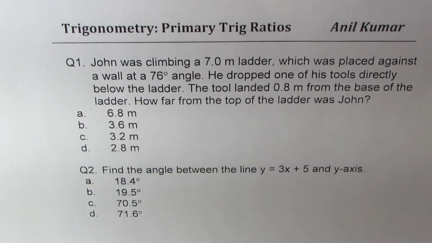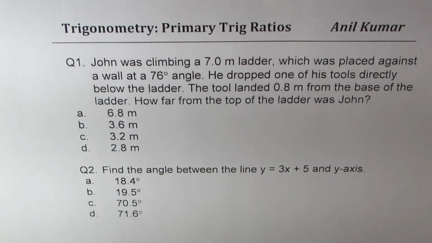Question number 1. John was climbing a 7-meter ladder which was placed against a wall at a 76 degrees angle. He dropped one of his tools directly below the ladder. The tool landed 0.8 meters from the base of the ladder. How far from the top of the ladder was John? Four choices are 6.8, 3.6, 3.2 and 2.8 meters.